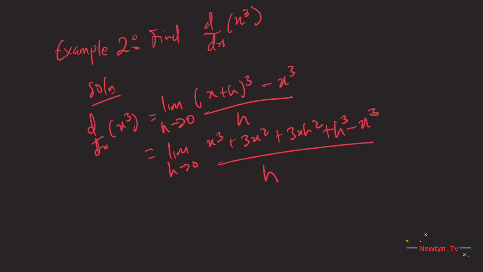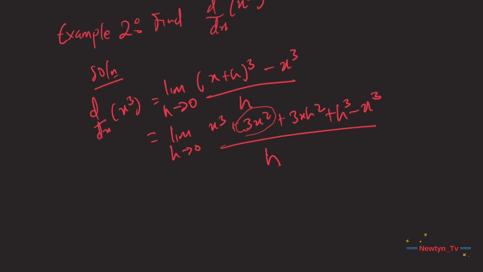So here you can see that the first term in the expansion of (x + h)^3 is x^3, right? You can see that. And the second term is 3x^2 h, this one right here. Okay, and all other terms contain powers of h that are 2 or greater. So let's move ahead.